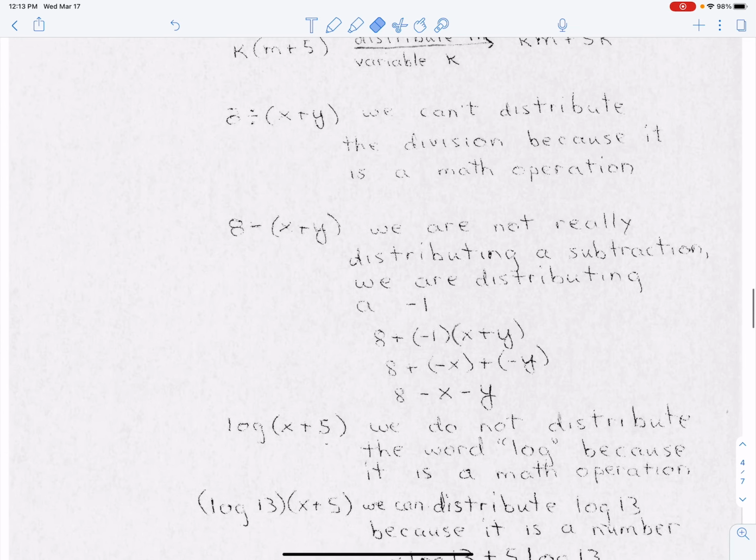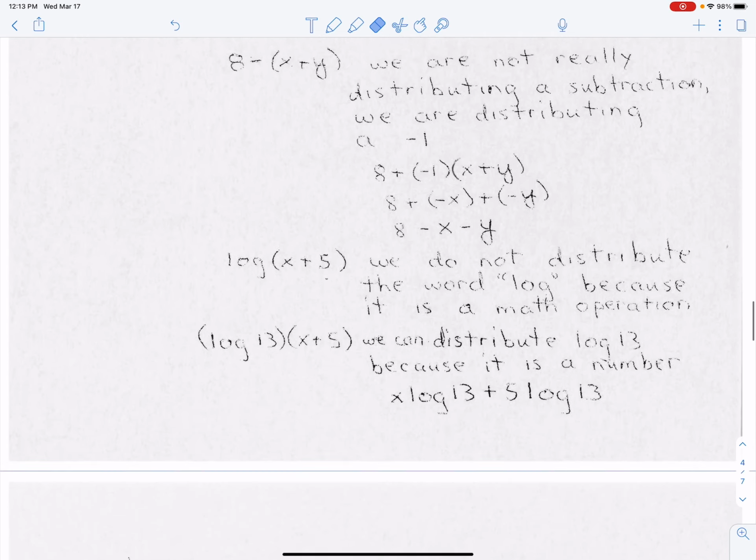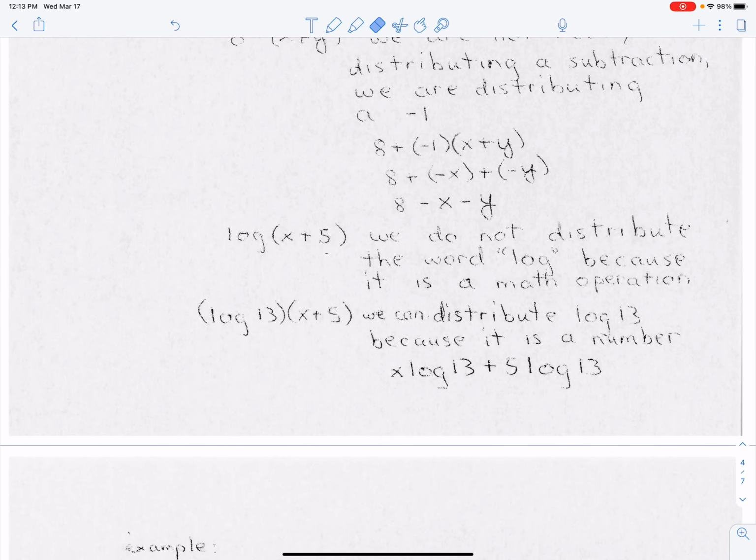Now, some people would say to me here on the last example, 8 minus the quantity x plus y, aren't we distributing a negative? Well, that's what everyone says, and that's fine to think of it that way. But really what we're distributing is a -1. So we're not distributing a mathematical operation. We're distributing a number. So here you can't distribute the word log because it's a mathematical operation. And later, you don't have to worry about this now, but you can distribute the log of 13 because that represents a number. But you can't distribute just the word log.